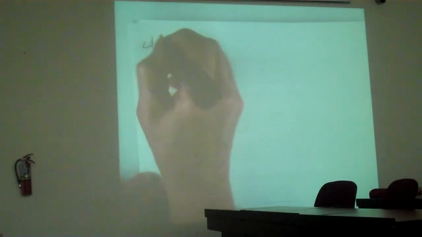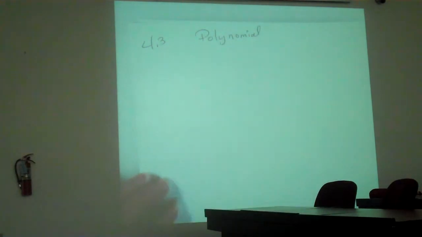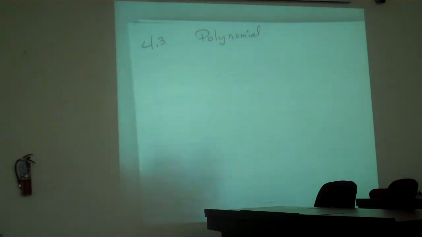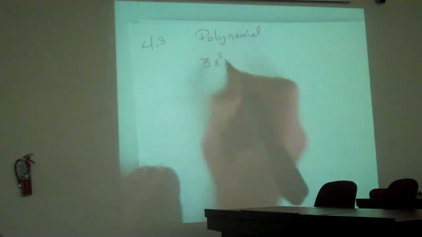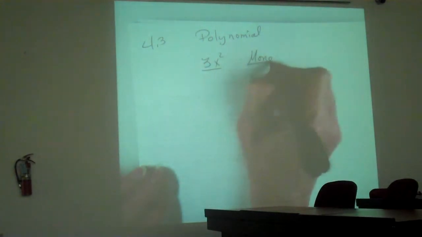Okay, 4.3 is an introduction to polynomials. Polynomials, poly means many, so it means it has many terms. Okay? Polynomial, it could be one term, two terms, three terms. If it's just one term like this, that's one term. It's a monomial. Mono is one.